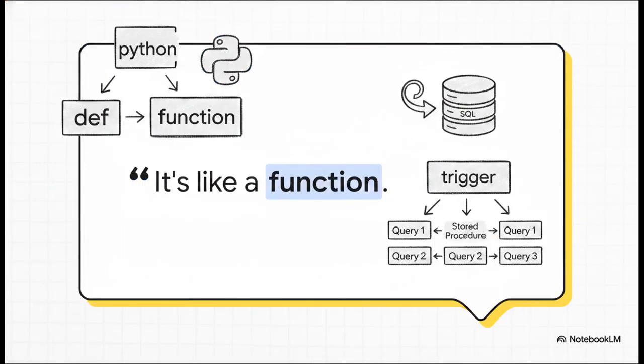Now, if you have any background in general programming, our source material grounds this perfectly with a super simple analogy. It's like a function. Just like you'd write a function in, say, Python or JavaScript to encapsulate a block of logic so you don't have to repeat it, you write a stored procedure in SQL. You build the logic once, and then you just trigger it. It keeps your entire database operation clean, organized, and honestly, incredibly fast to execute.